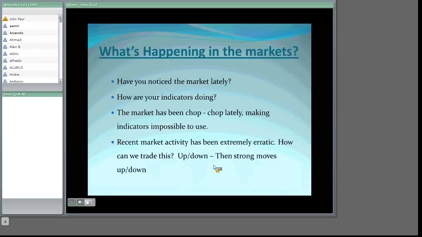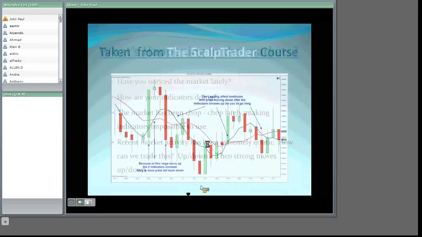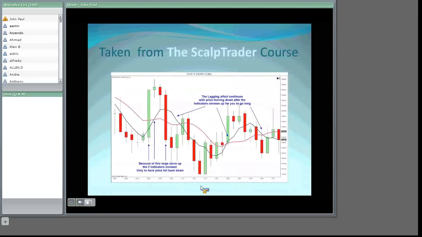So let me first, before I go down the list here with the markets being chop lately, making indicators impossible to use, let me go to the next slide and show you what a typical indicator really does for us. Okay? You see here this large move up that occurred. As soon as an indicator realizes that this has happened, it will automatically tell you, I want to go long, go long, go long, right? Only to have price turn around, stop you out, and come right back down where it started.